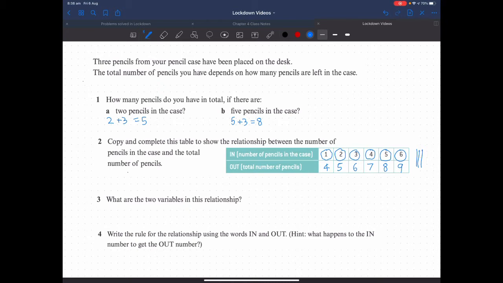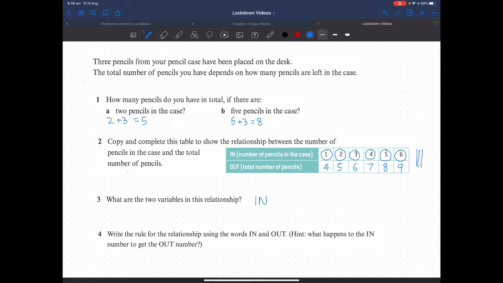Number 3 says to us, what are the 2 variables in this relationship? Variables are the things that can change. So we have 3 things in this question. We have the number of pencils that are in the pencil case. That can change. So in is a variable. The number of pencils outside the pencil case was always 3. That's why we were adding 3. So that doesn't change. That's not a variable.